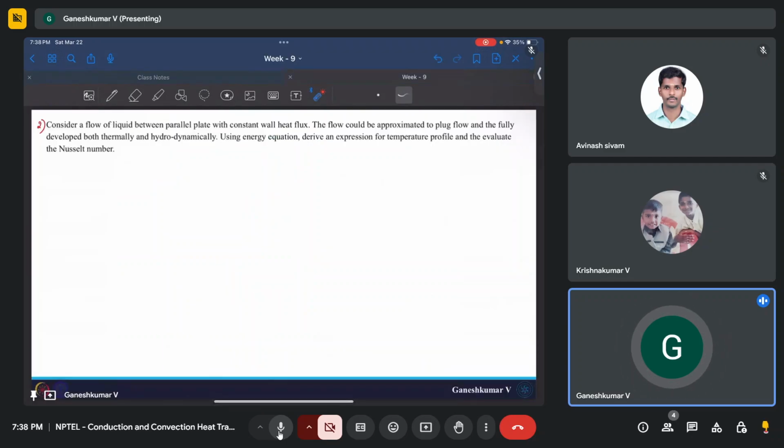Consider flow of liquid between parallel plates with constant wall heat flux. The flow can be approximated as plug flow and is fully developed both thermally and hydrodynamically. Using the energy equation, derive an expression for the temperature profile and evaluate the Nusselt number. So we are going to do both. Initially, we will start with the energy equation.